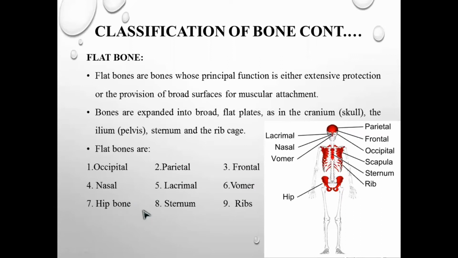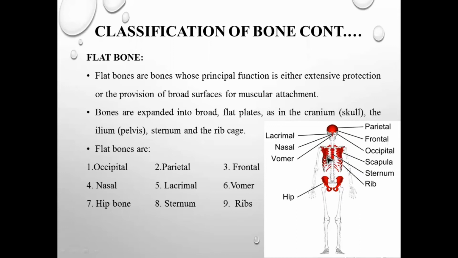Then vomer, hip bone, sternum, and the ribs. So all this is going to be a pelvic girdle. This is going to be a hip bone. We call it a hip bone. Then sternum. This is going to be a sternum where your ribs get joined, emerging from the sternum to the vertebral column, and they get joined to the vertebral column and the sternum. So this is called sternum. These bones are made up of flat bones where your muscle is going to get attached.